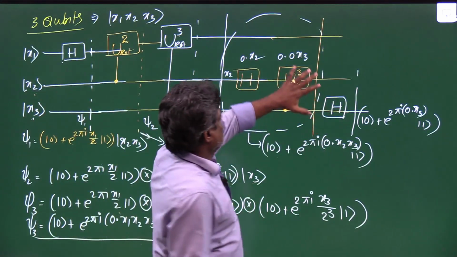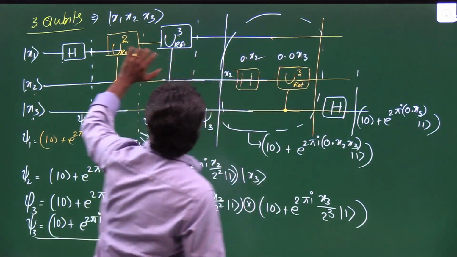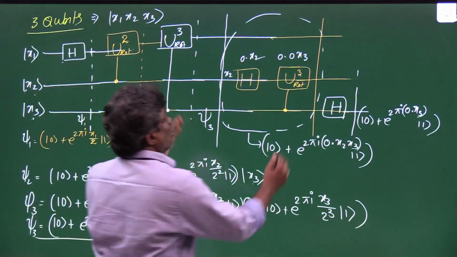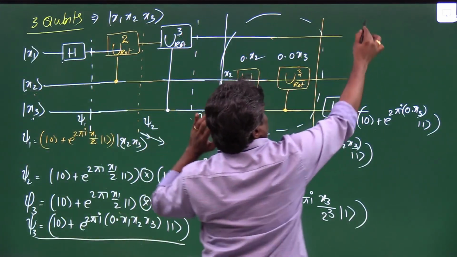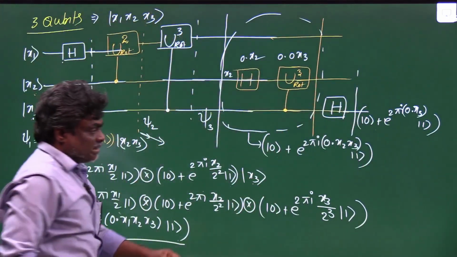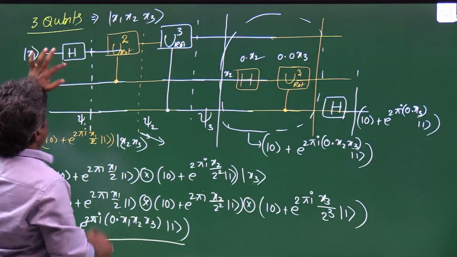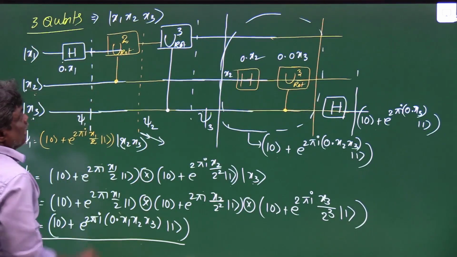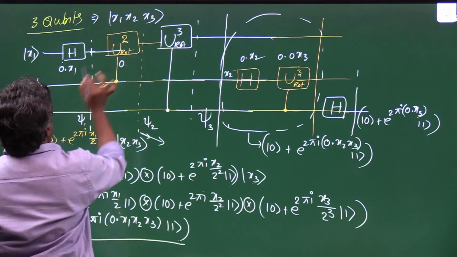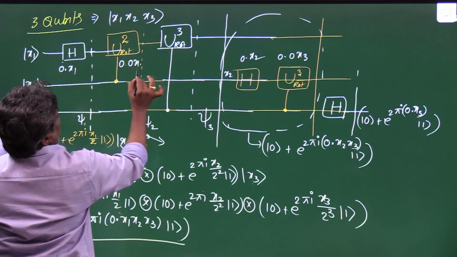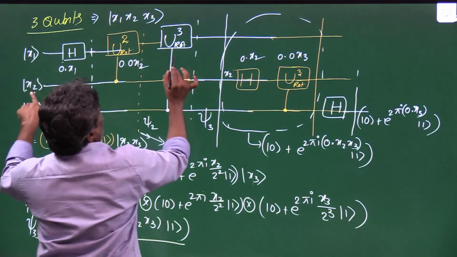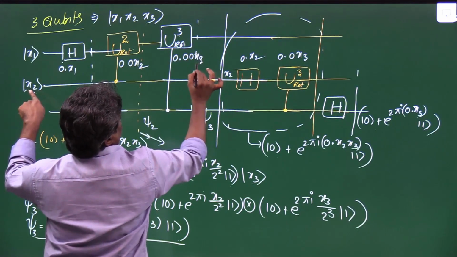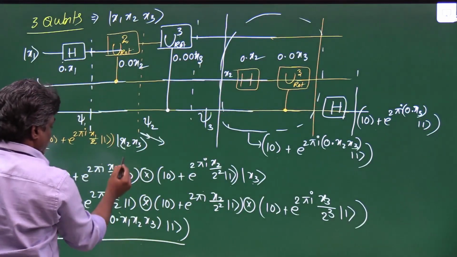Now you have to multiply this and this and this. Not tensor, no sir. This is one part, this is another part, and this is another part. Simple, sir. First, the Hadamard will give you 0.x1. Next, the rotation will give you 0.0x2. This rotation will give you 0.00x3. If you add all, you will get this.